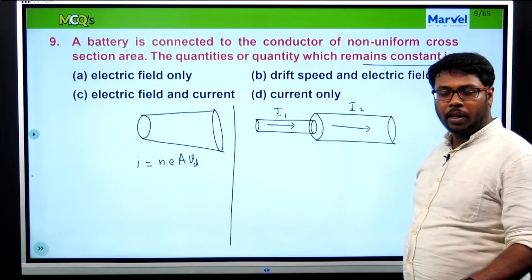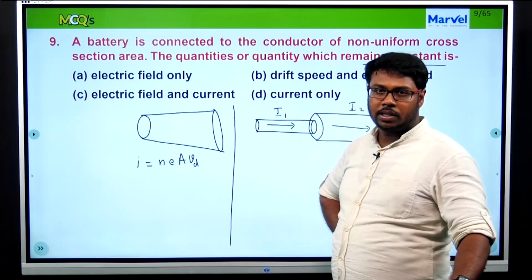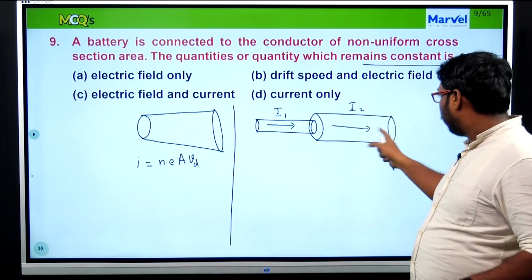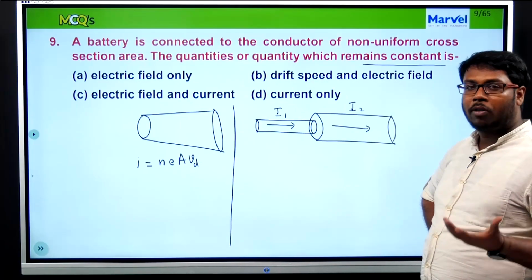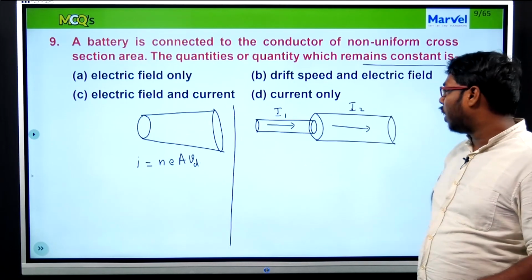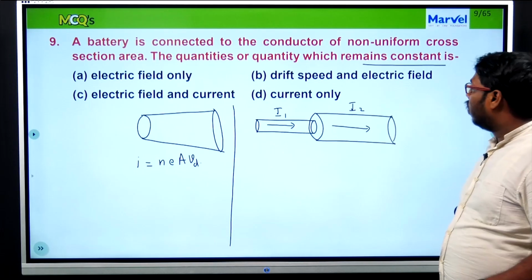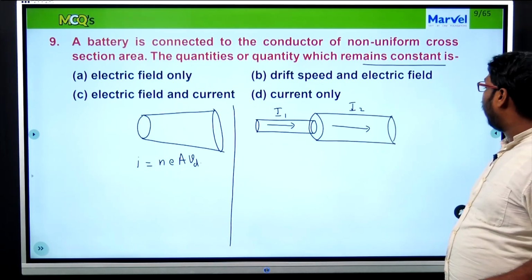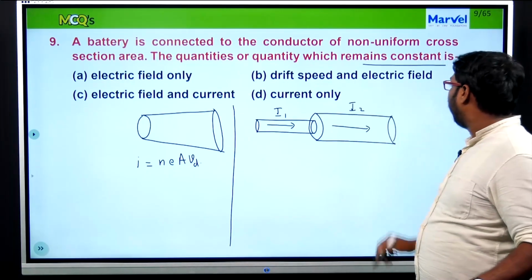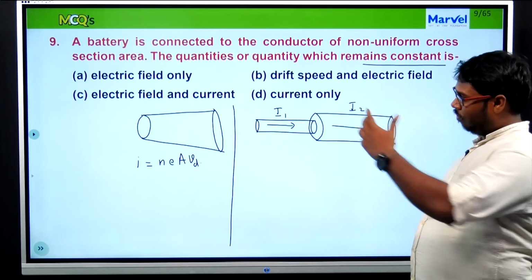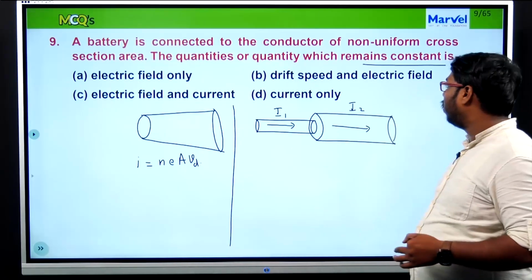There is no way that the electric field is going to remain the same. Since the area is going to change, definitely the electric field, if it is a uniform electric field, the number of lines that are going to link with the other conductor is going to be more than the first one. That is for sure. B, the drift speed and the electric field, they say both remain the same. At the very beginning, I say that the electric field is not going to remain the same. So definitely this option is wrong.